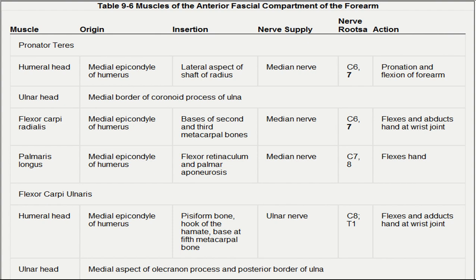The flexor carpi ulnaris also has two heads. The humeral head originates from the medial epicondyle of humerus. Its insertion is on the pisiform bone, the hook of hamate, and the base of the fifth metacarpal bone, and its nerve supply is from the ulnar nerve. The nerve roots are C8, T1. It flexes and adducts the hand at the wrist joint, and the ulnar head arises from the medial aspect of the olecranon process and the posterior border of ulna.